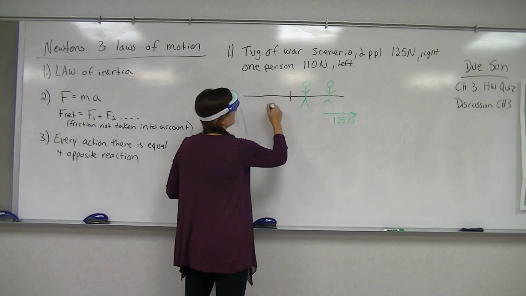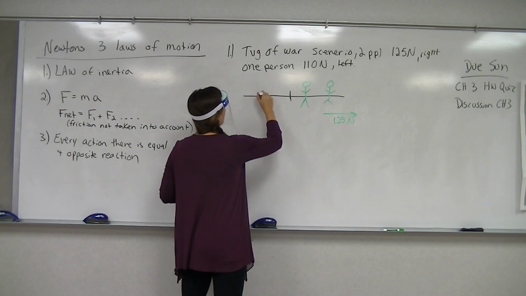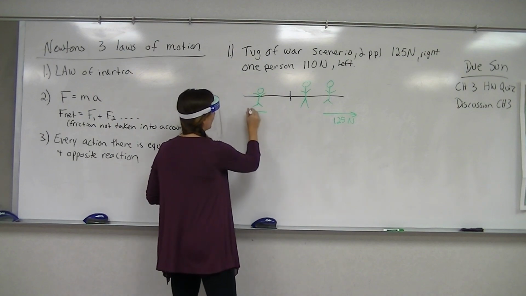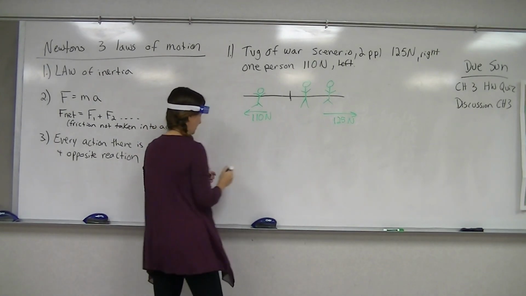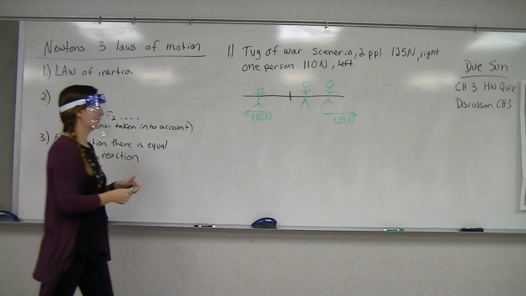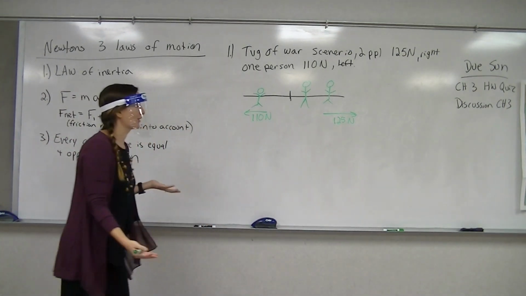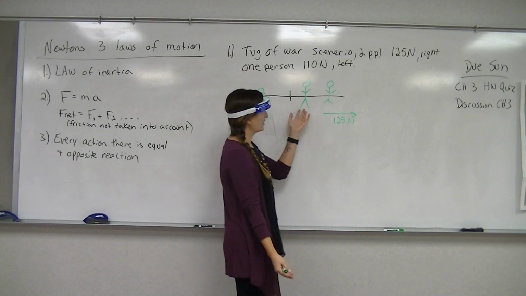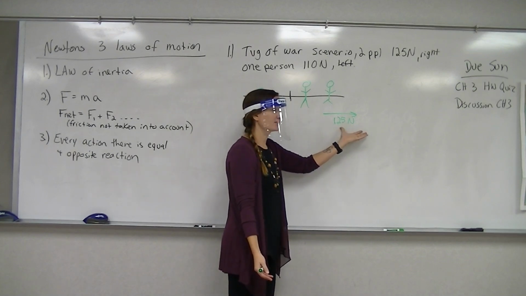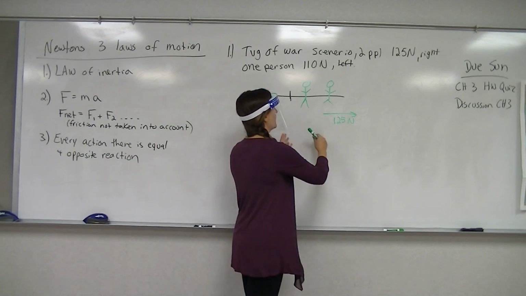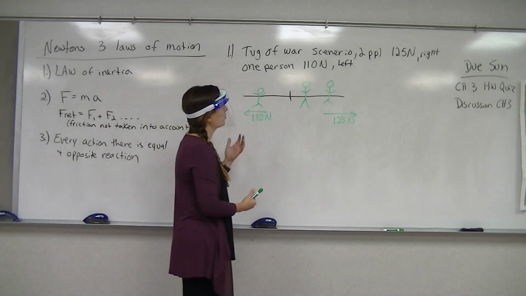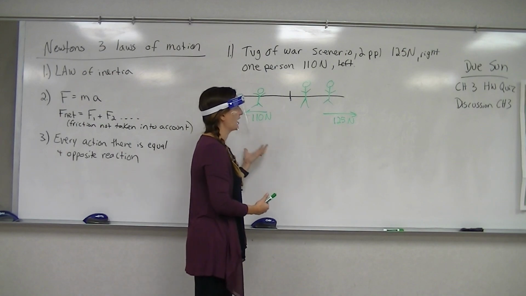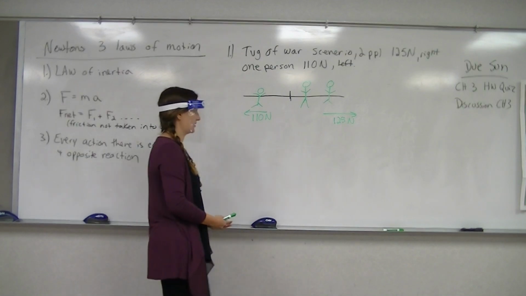On the other side of the rope, we have one person, and he's applying a force to the left, so I have the arrow, at 110 newtons. So just by looking at the numbers themselves and comparing them, who do you think is going to win? Well, it's going to be the ones that are applying more force. So it's going to be the people that are pulling to the right that are going to win. But we need to also be able to calculate, okay, but how much are they winning by? What is the net force?